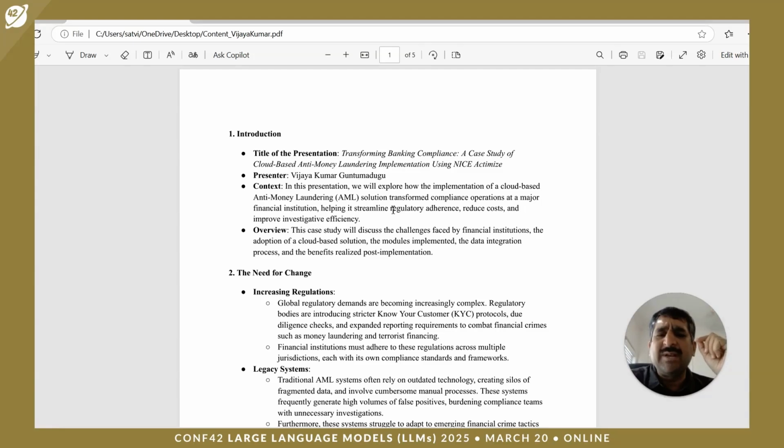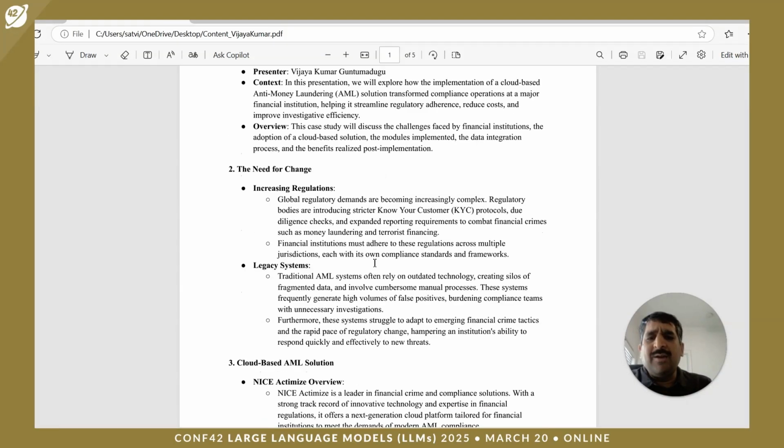High-level overview: this case study will discuss the challenges faced by financial institutions, the adoption of a cloud-based solution, the modules implemented, the data migration process, and the benefits realized post-implementation compared to the traditional systems. The need for change: first we'll understand what the problem is with the legacy, traditional systems, then we'll walk you through the benefits of AML using the NICE Actimize tool.